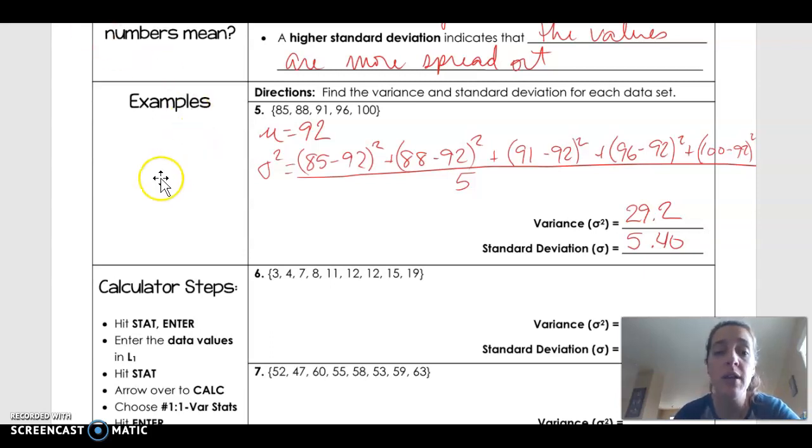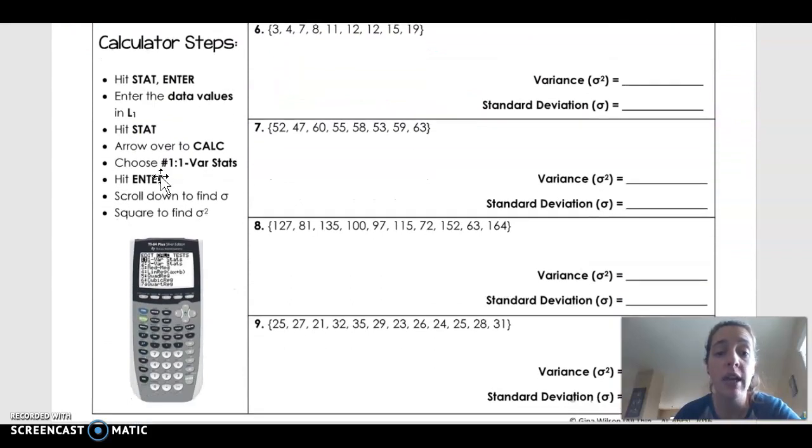Okay, so now there are some calculator steps. If you have that TI, or when you get on campus and want to try it using the calculator, go for it. The first thing you would do is hit stat and then enter. You would put your data values in your first list, it just makes it easier. Then you hit stat again and arrow over to calc. That just means we're calculating stuff. Then we choose one variable statistics, which means we're just looking at one list. Then you hit enter, and you'll get this whole list of stuff, and you'll be able to find your standard deviation and your variance just using your calculator.